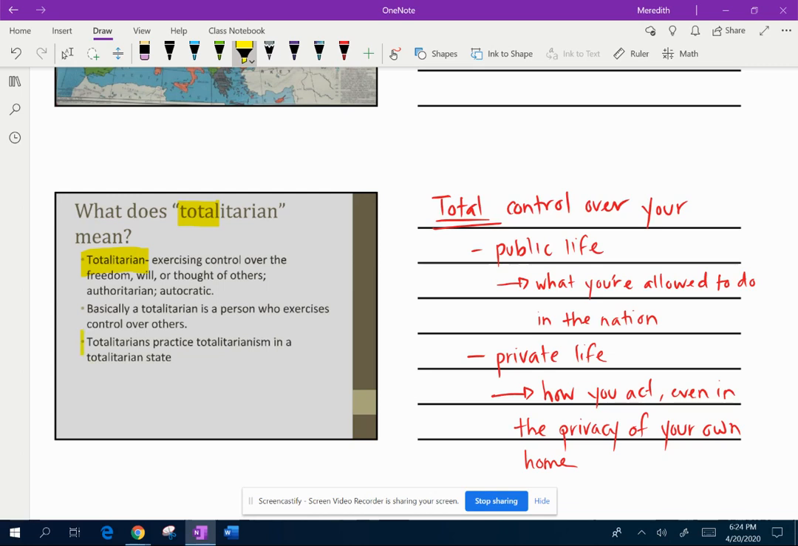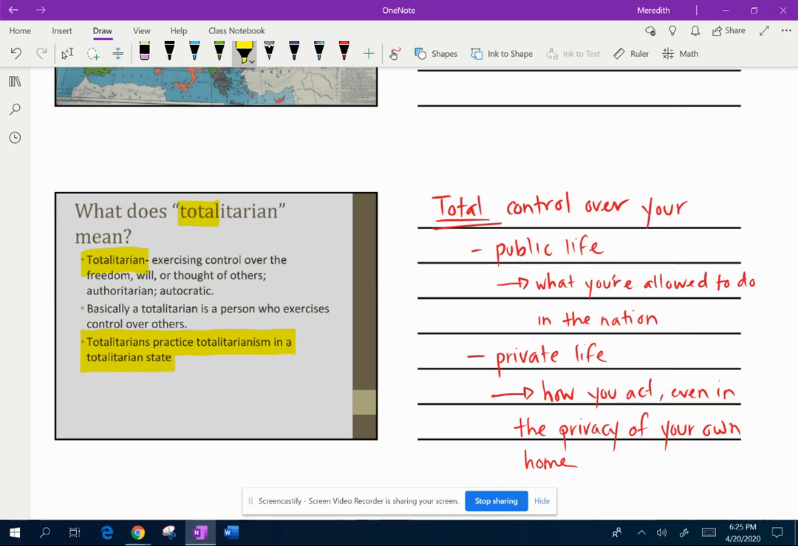Now, this is a terrible tongue twister, but I just want to make sure you guys know how to use each form of the word. So, totalitarians, the people, practice totalitarianism, the action, in a totalitarian state, another noun. So you can see the way that the word takes different forms.